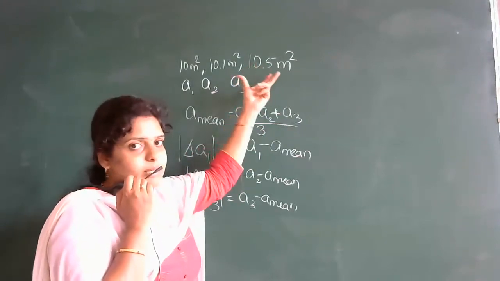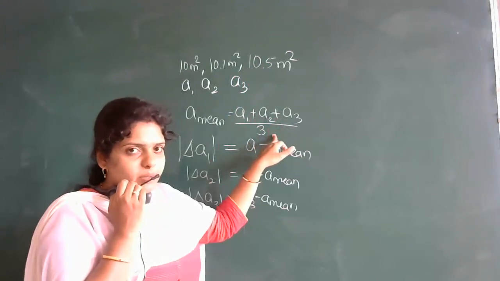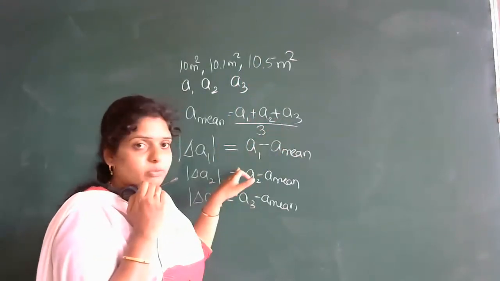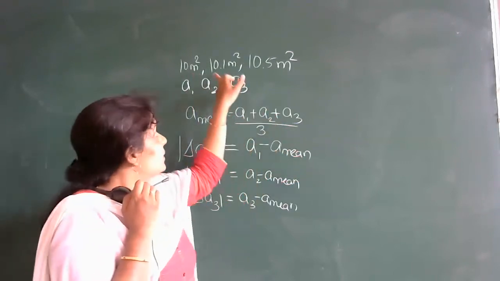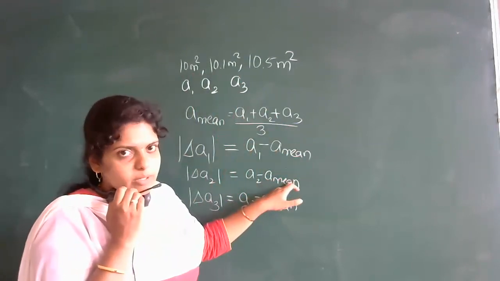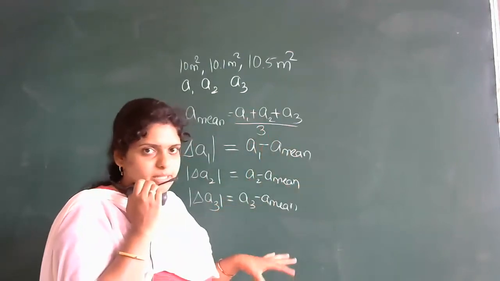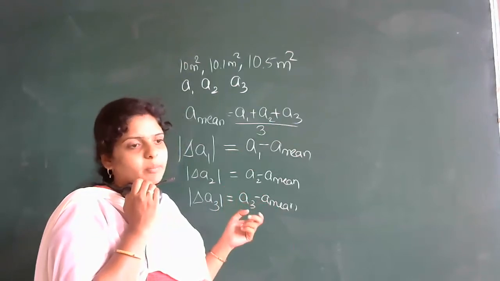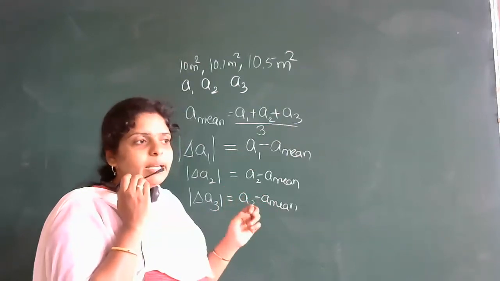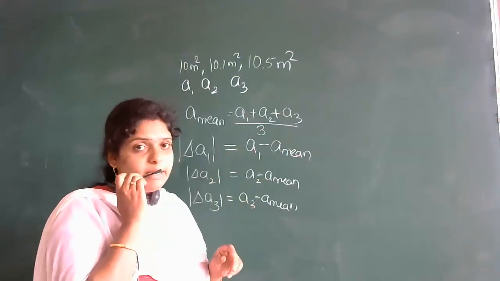How many numbers are there? That many numbers. Suppose you have 5 numbers here, then divide by 5. Take the mean of that. Then 10 minus whatever mean you get, then 10.1 minus whatever answer you get. Like this, you will get 3 terms here. That is the absolute error of each individual number. So this is regarding the absolute error.